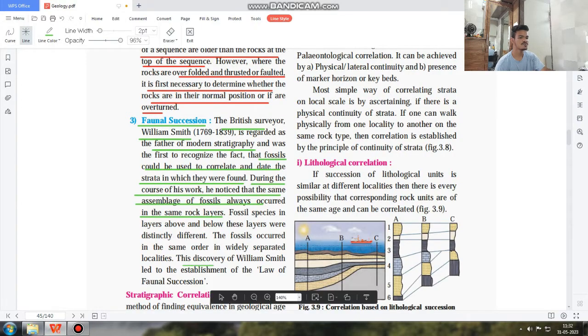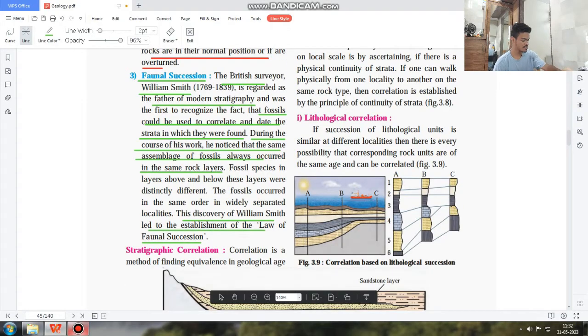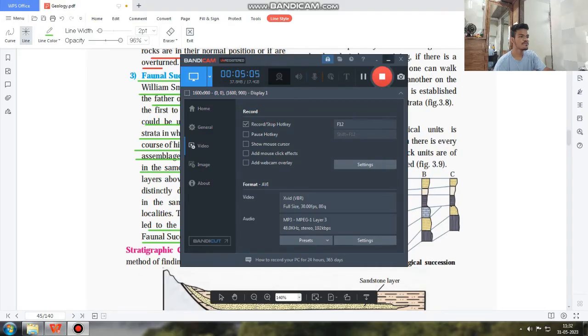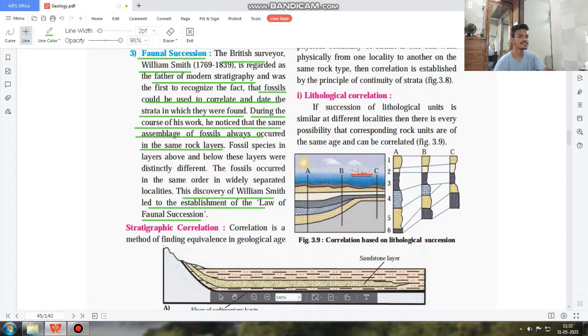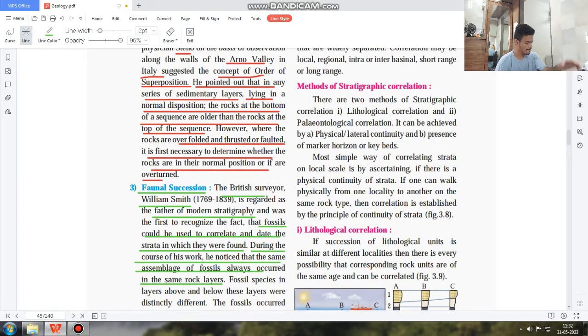Next we come on to stratigraphic correlation. Now this also is something important, with things to be noted. So you come with your methods of stratigraphic correlation. Over here you can see lithological correlation, paleontological correlation, and physical lateral continuity. Now this is an important thing.